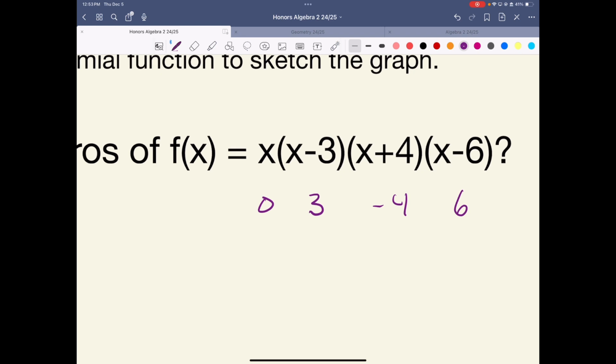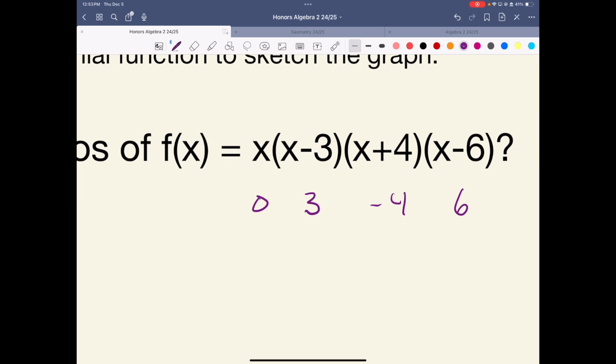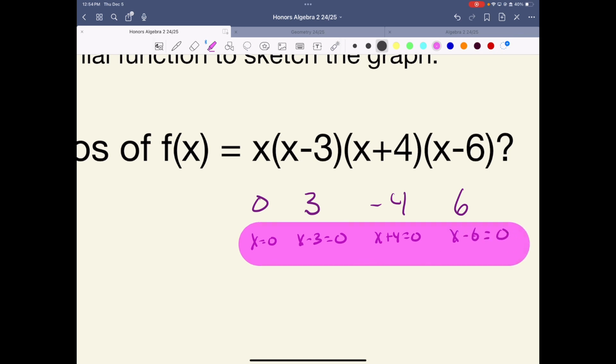Remember what it means when we did this with quadratics. We used that zero product property. The zero product property said if you have a times b equal to 0, either a has to equal 0 or b has to equal 0. Well, the zero product property still holds for this. Each of these has to equal 0. So now we have x is equal to 0, x minus 3 is equal to 0, x plus 4 is equal to 0, and x minus 6 is equal to 0. This is the math behind it. That's the zero product property.